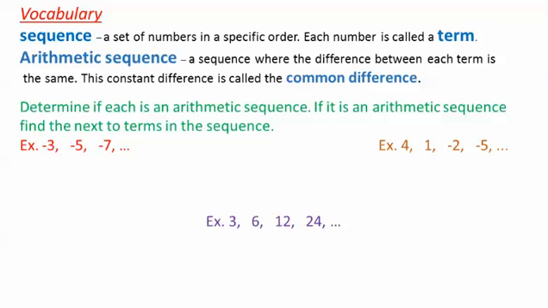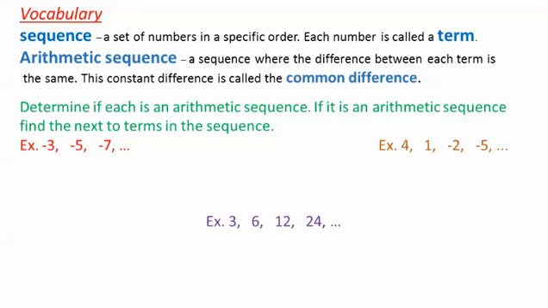Okay, a little bit of vocabulary for you to start off with. A sequence is just a set of numbers in some sort of order, okay? And each number is called a term. So here is a sequence, here is a sequence, and here is a sequence. It's just a set of numbers, and those numbers are put in a specific order.